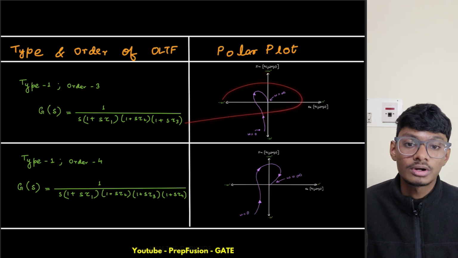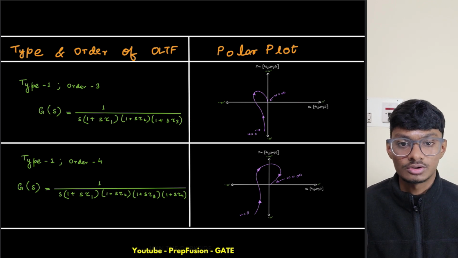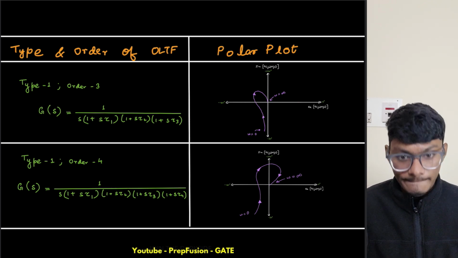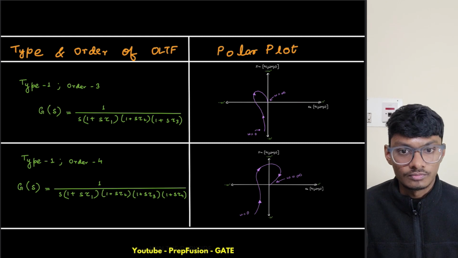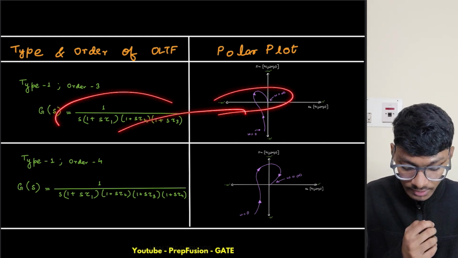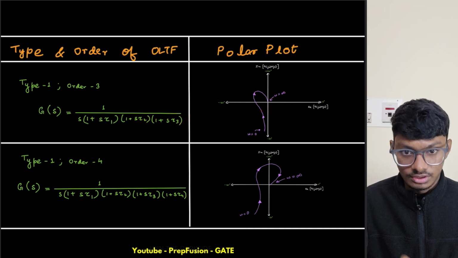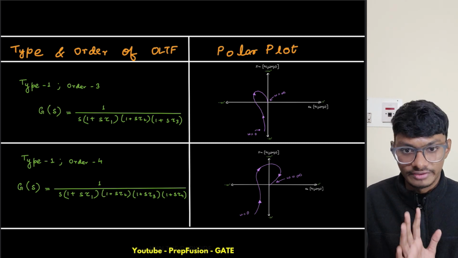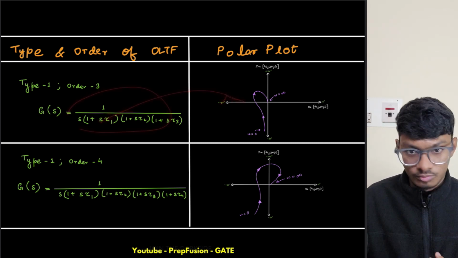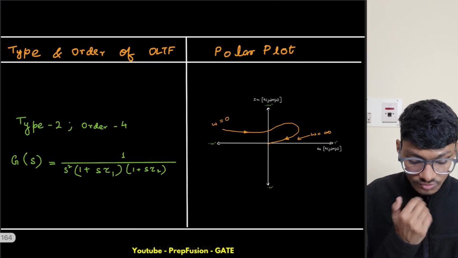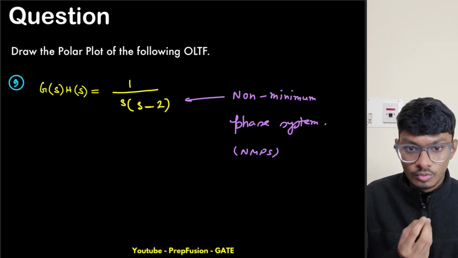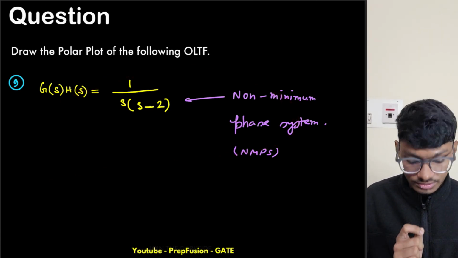Hence this polar plot is not a unique representation of my OLTF. That is one issue. Just by seeing the polar plot I won't be able to say that this is my OLTF. But from the OLTF I can easily go to the polar plot. That is not an issue. That is what I basically tried to do in this last question.